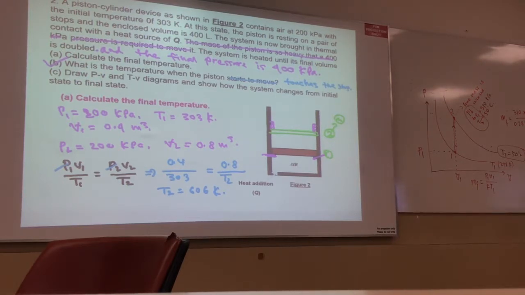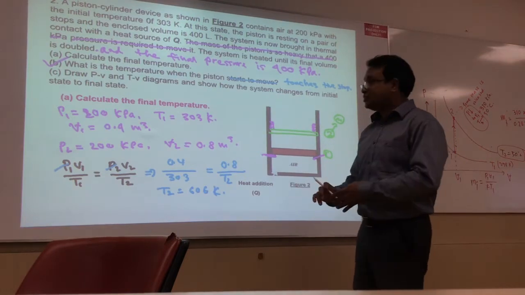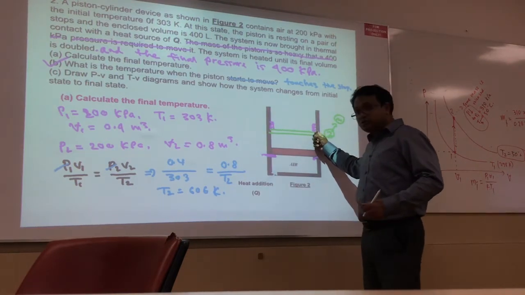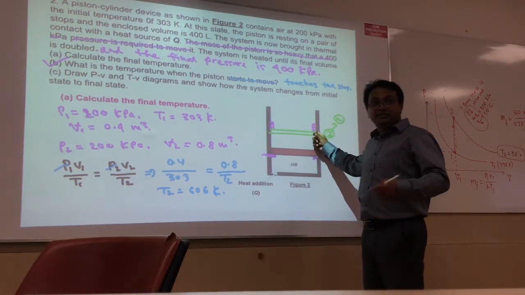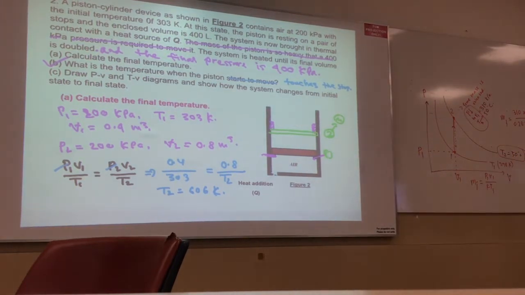Okay. So how do you calculate the final temperature? Easy, right? P2 V2 by T2 is equivalent to P3 V3 by T3. Then you can calculate.